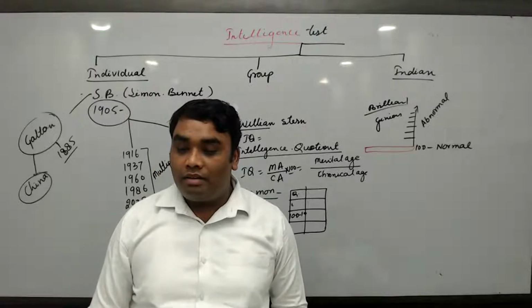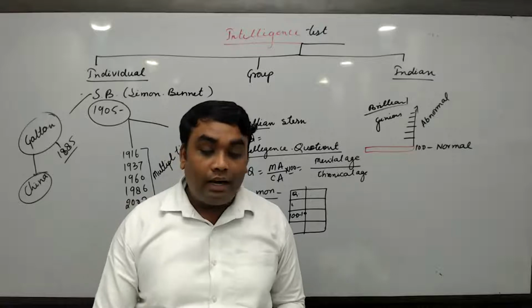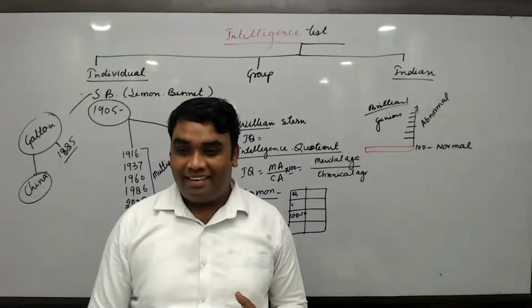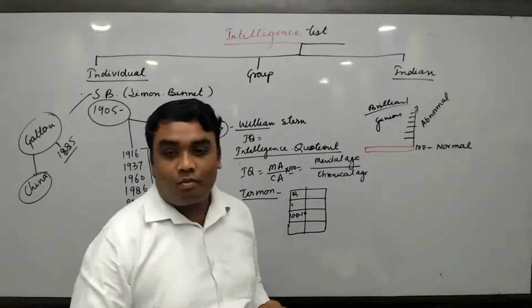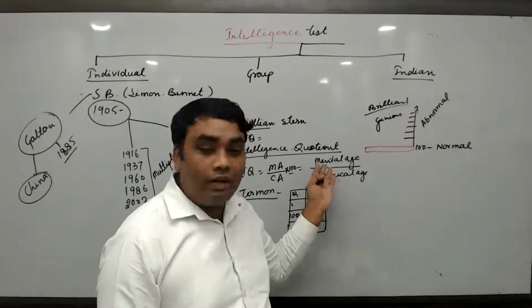Like Einstein, whose IQ was 100 plus. So he was a genius man. But how do we identify the mental age? We calculate it.